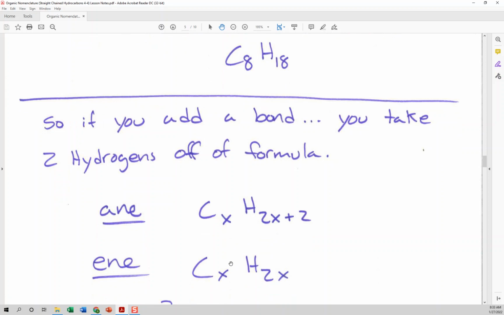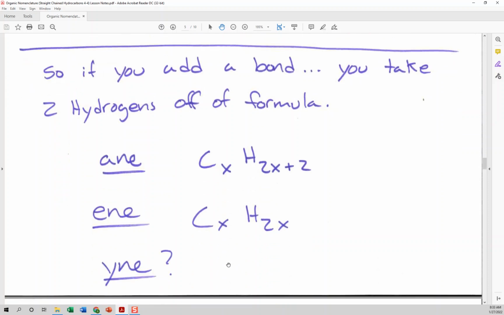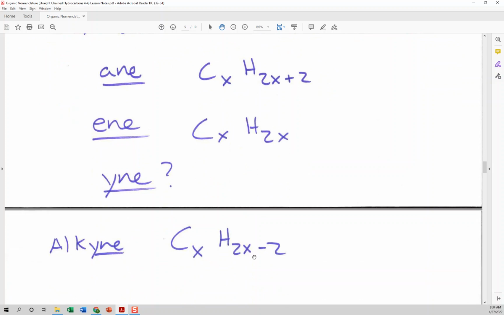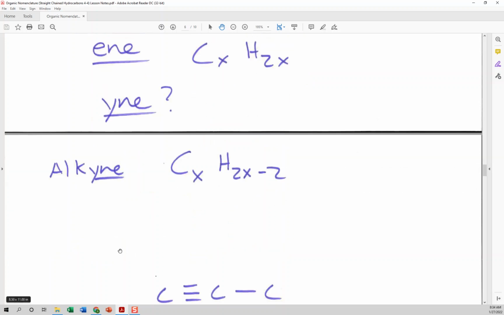So what do you think the formula might be for ine? Okay, so I add a triple bond, so I have to remove 2 more hydrogens. You guessed it, there you go. Whatever the carbon is, times 2, but then subtract 2 if you have a triple bond, okay?